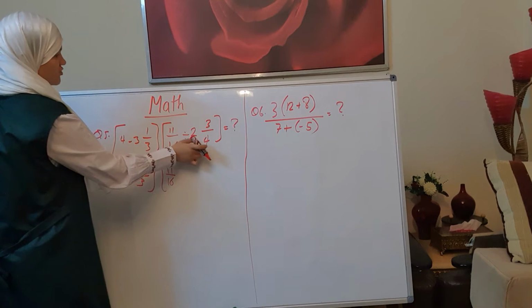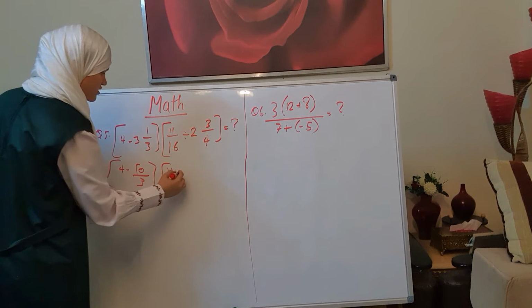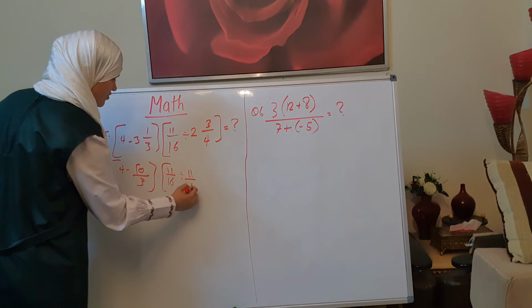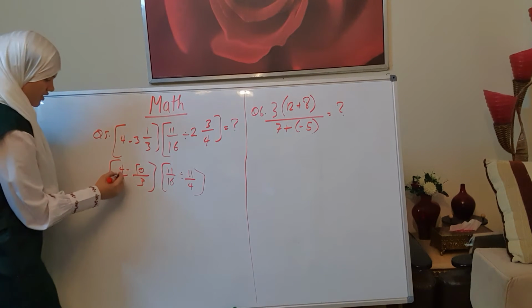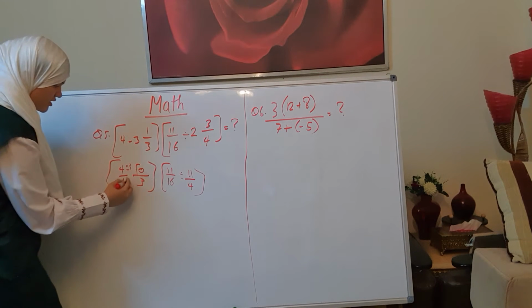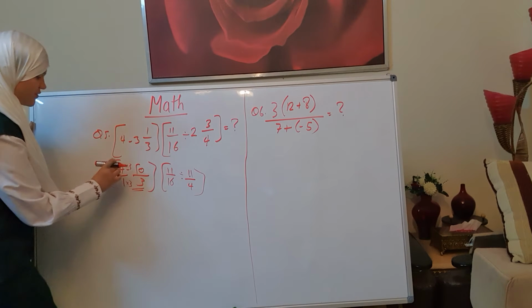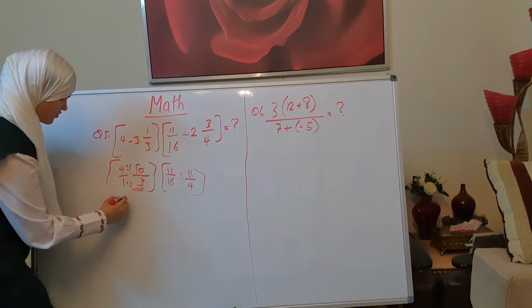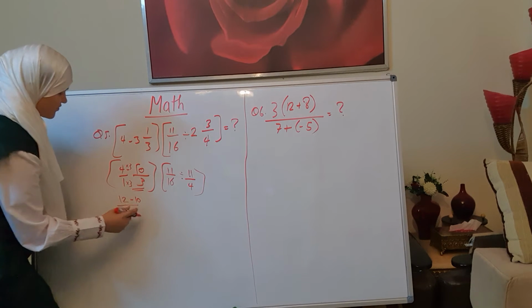Now 4 times 2 is 8, 8 plus 3 is 11. So that means divide by 11 over 4. After that, we want to write 4 as 4 over 1, so we multiply by 3 to get the same denominator. So 4 times 3 is 12 over 3, and 12 minus 10 over 3.